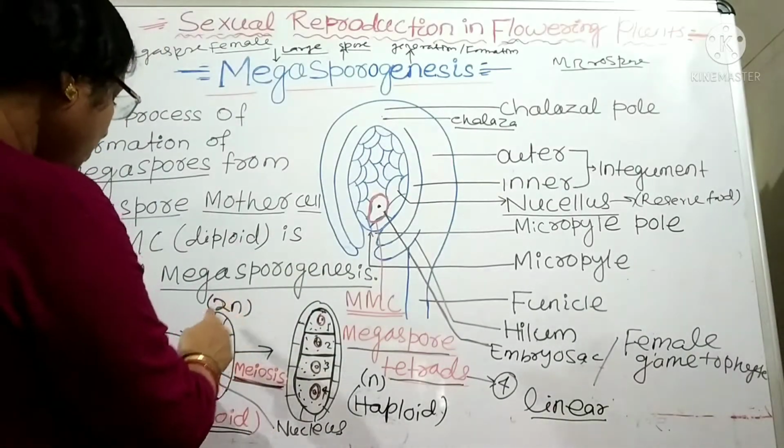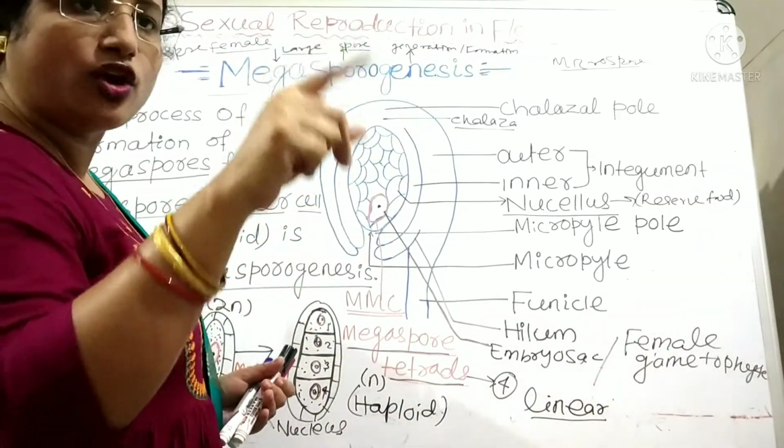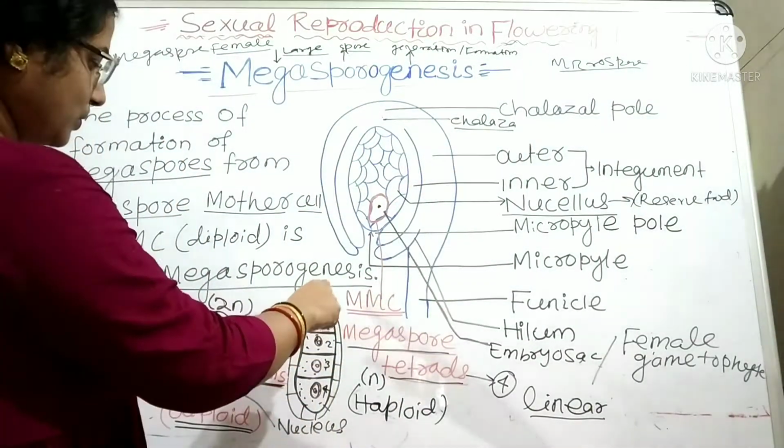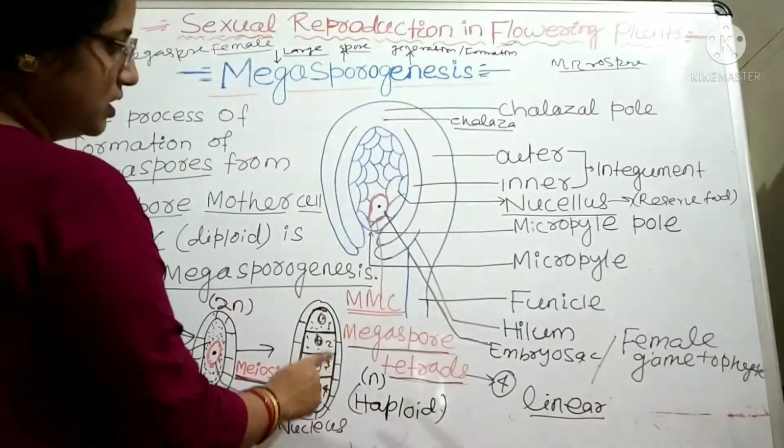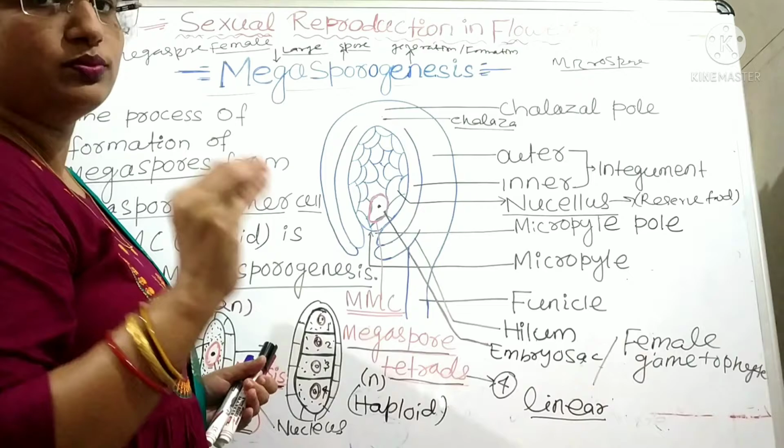Okay, and the mother cell is diploid in nature, which contains 2n number of chromosomes, and the formed daughter cells or the megaspore tetrads each contain the haploid number of chromosomes.